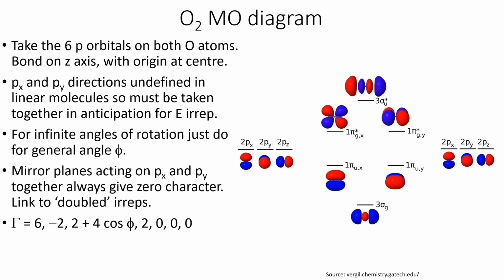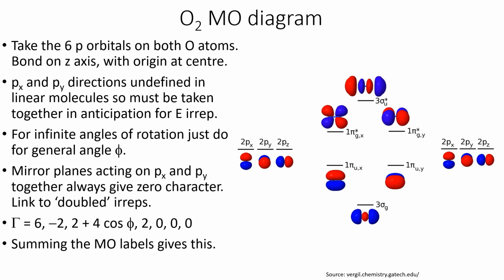And then the remaining characters of 0 come from the I operation, the improper rotation S over angle phi, and also the infinite number of C2 perpendicular axes. So all of these operations move essentially the orbitals on one atom to the orbitals on another atom. So these all give a character of 0.